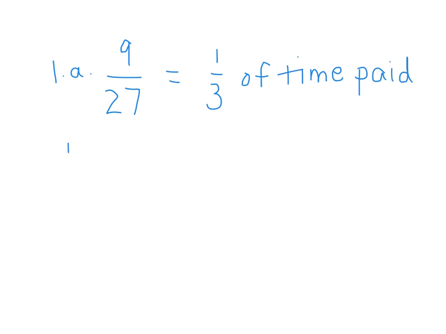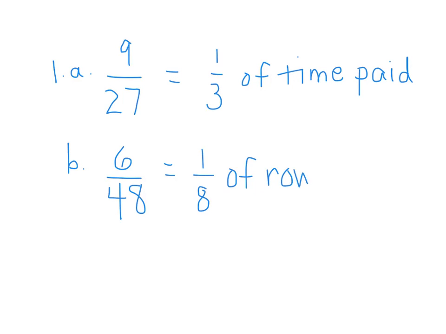Okay, so we're going to look now at 1B. Mr. Jackson had 48 rows in his garden. He planted peas in 6 of the rows. What part of the garden was planted in peas? Well, this is quite simple. We're going to take 6 rows of peas over 48 rows altogether, and we're going to reduce that to 1/8, and then I'm going to put a label: 1/8 of all the rows was peas.